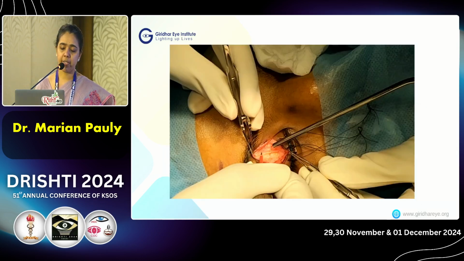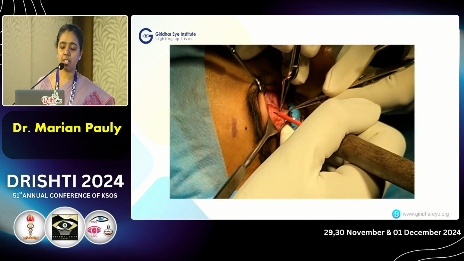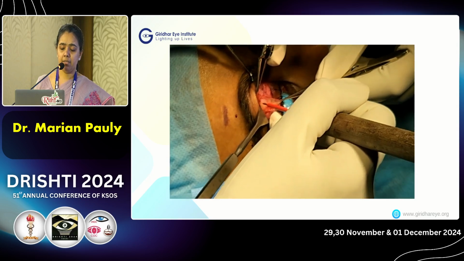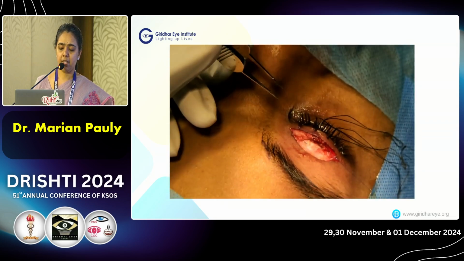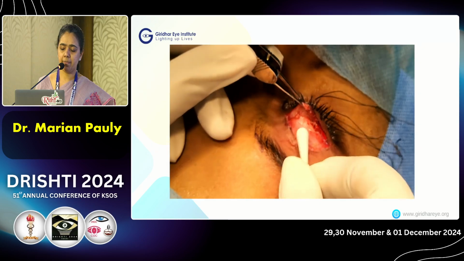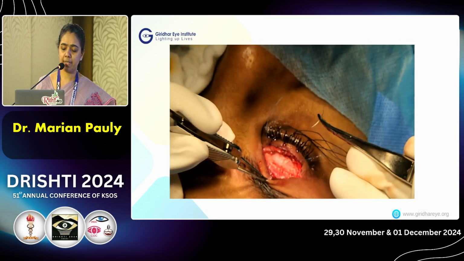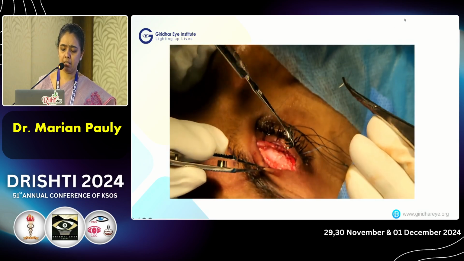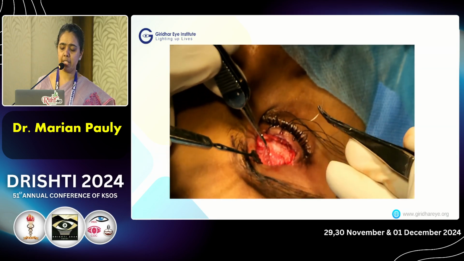So I'll just show a small video. Here the initial steps are the same. I'll just show only the important part. So suborbicularis dissection is done. Here we have to reach up to the orbital rim. And then you have to lift the frontalis muscle flap. So now the flap has already been raised. This is the raised flap I'm holding now.